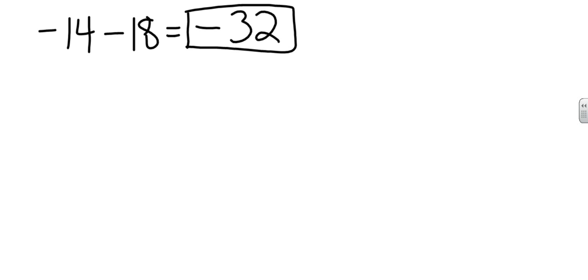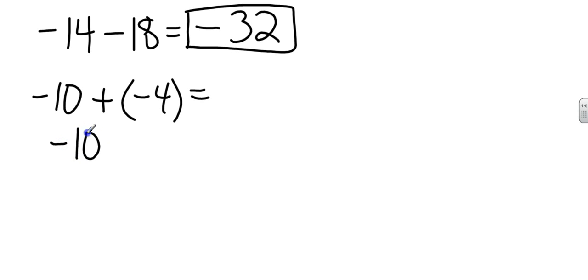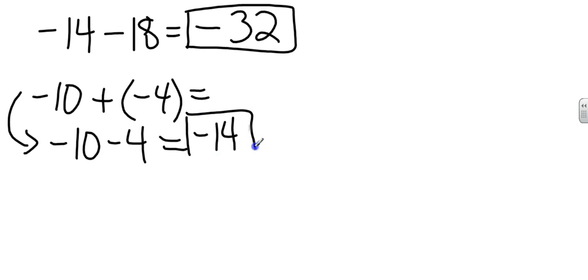You might have something like this. I worked on rewriting these yesterday in class. Anytime I'm adding a negative, all I'm doing is subtracting. So this could be written as negative 10 minus 4. If I lose 10, then I lose 4. I've lost a total of 14.